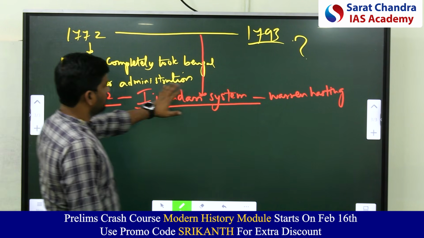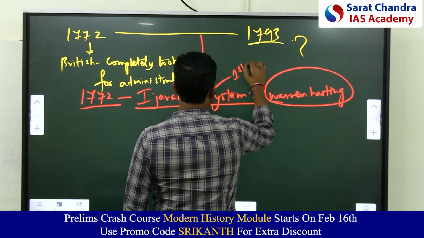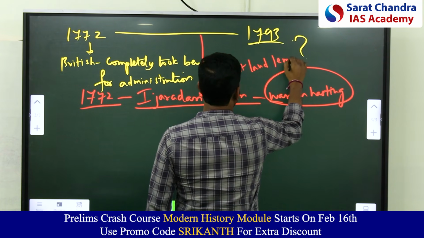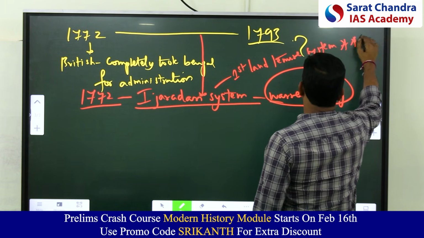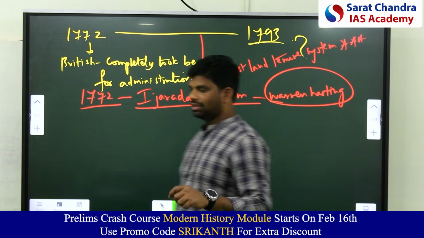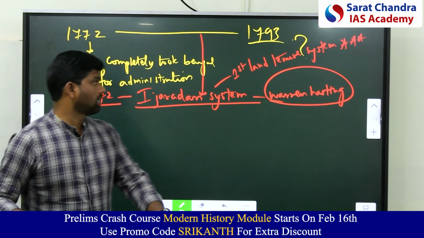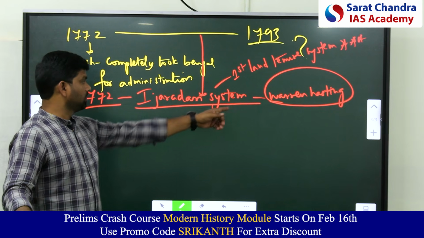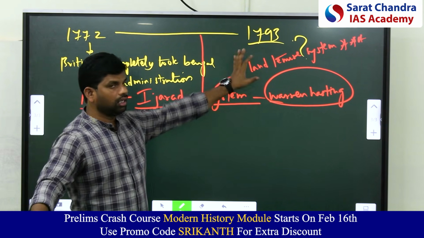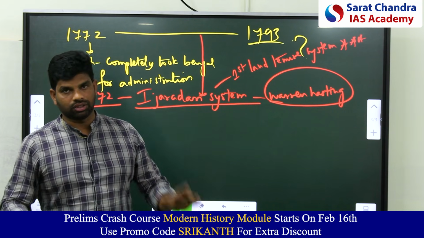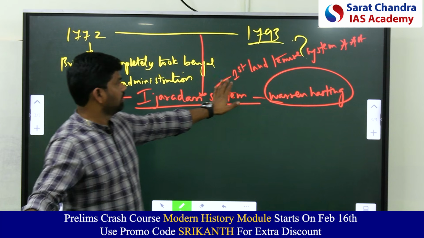This Vijayawada system implemented by Warren Hastings is the first land tenure system implemented by the British in India, introduced by Warren Hastings in the year 1772. So from 1772 to 1793, the Vijayawada system was in force under the British. This is the first land tenure system.